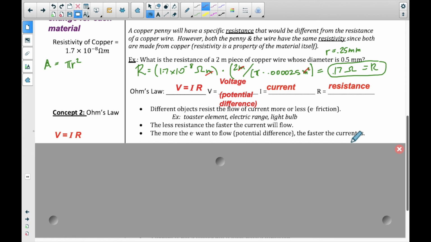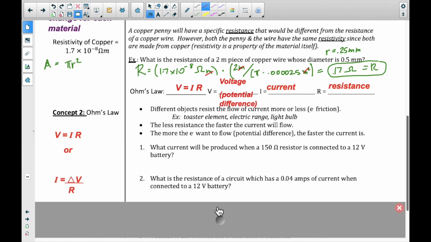Okay, the next concept to talk about is Ohm's law. Ohm's law is stated in terms of V equals IR. On the AP sheet, it is actually stated a little bit differently. The only difference is, on the AP sheet, it gives it as I equals change in volts over resistance, where I is the current, V is the voltage. Voltage is also called potential difference. Those two phrases mean the same thing.